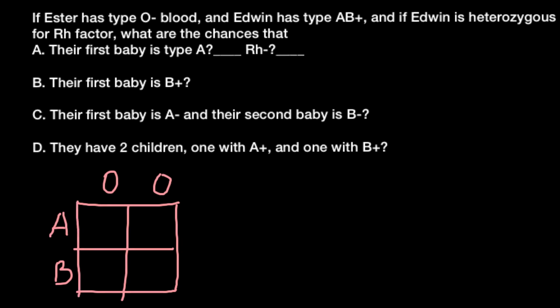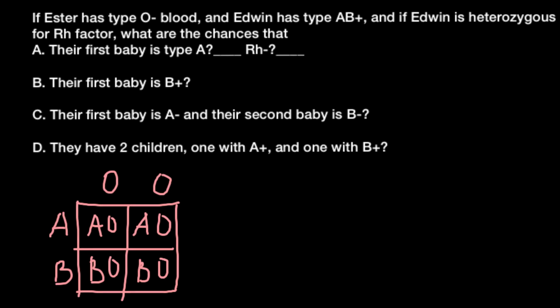and as you see, the genotypes in their progeny and phenotypes can be as follows. Here is AO, and this is blood group A. Here is AO, and this is blood group A. And here we have BO, and this is blood group B, and BO here. This is also blood group B.